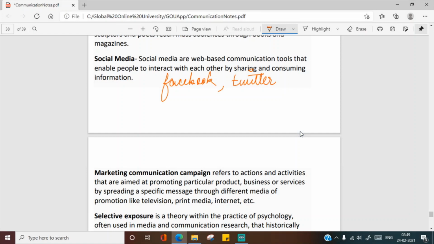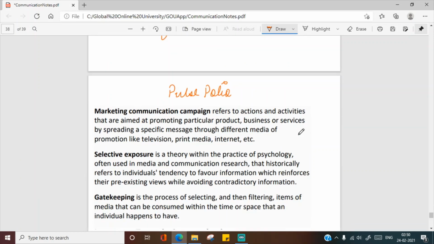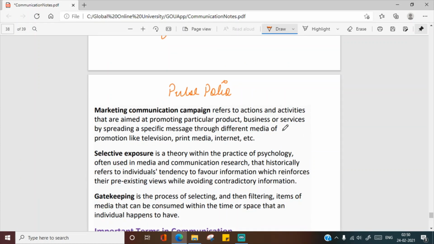Next is marketing communication campaign. For instance, like Pulse Polio, we have seen the ad. Whenever you see some ads on YouTube, you might have seen, right? When you open YouTube, you see some banners or there are certain ads whenever you play a video. So what is that? Marketing campaign.